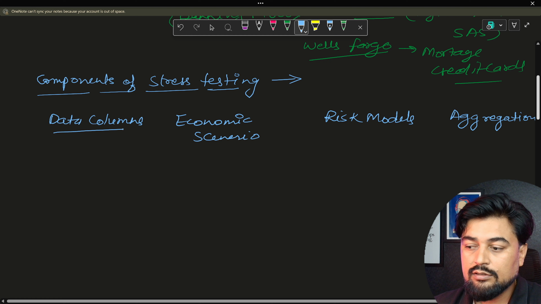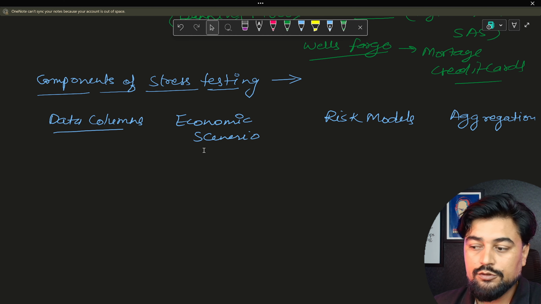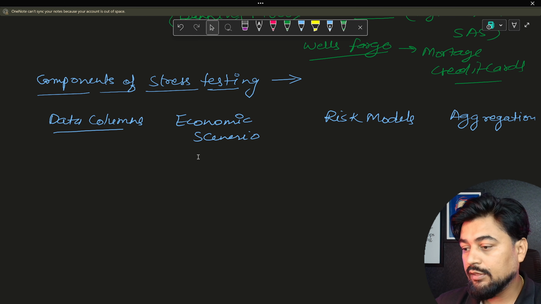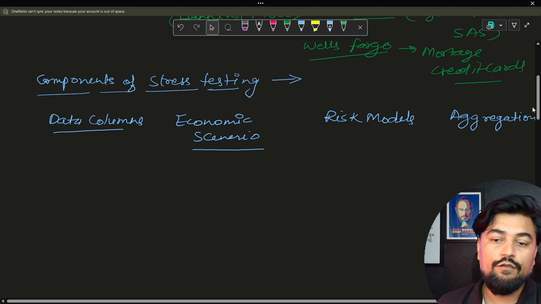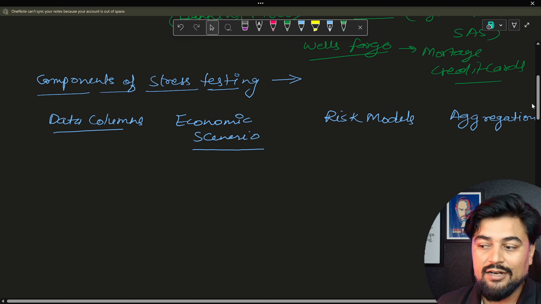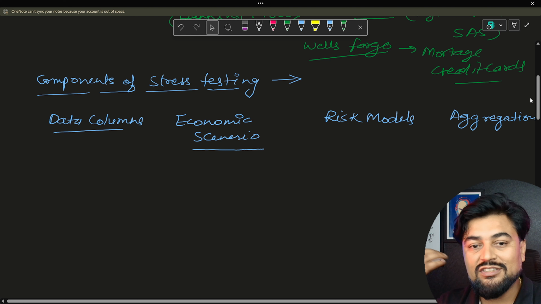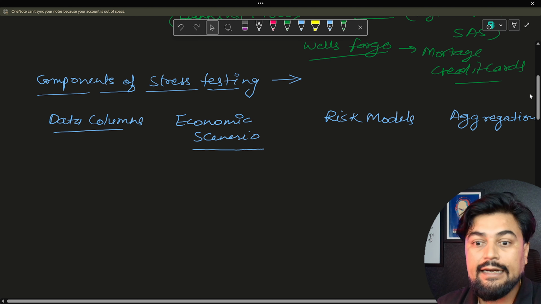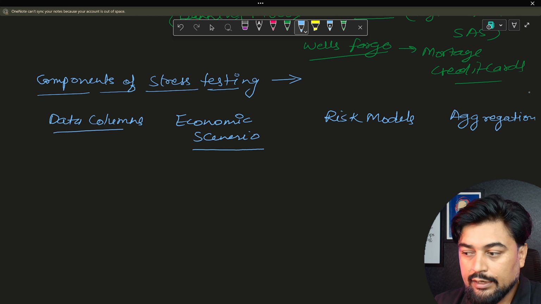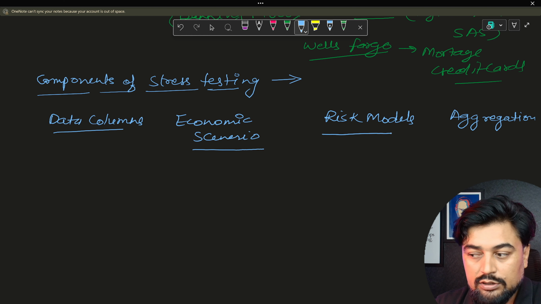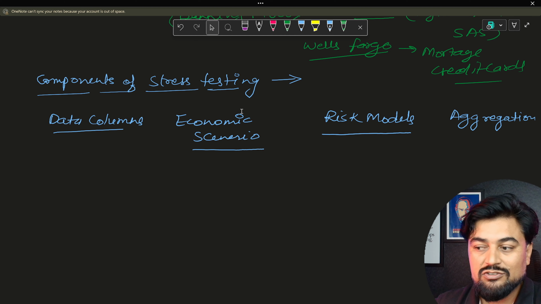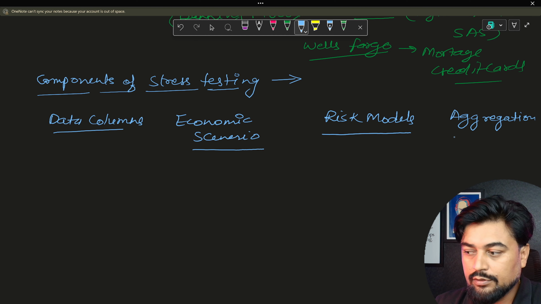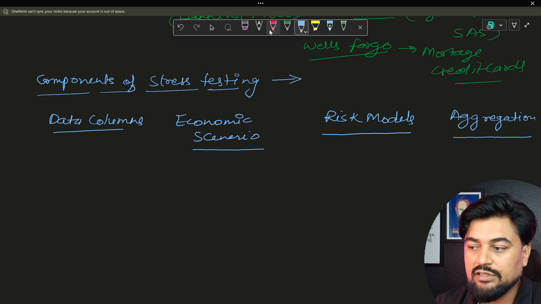Data columns are the columns which we would be using to prepare the model. Then economic scenario, like what are the scenarios when these columns are used, when stress testing is basically targeting, what are those scenarios. Then risk model, like what are those models which are used in stress testing. Then the aggregation, like on which level the aggregation is happening.